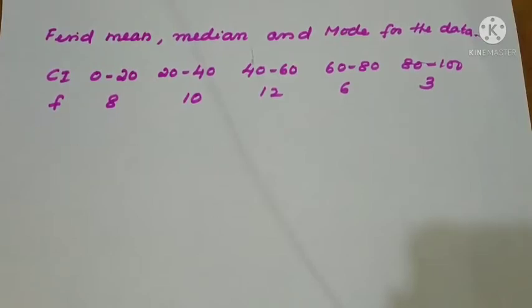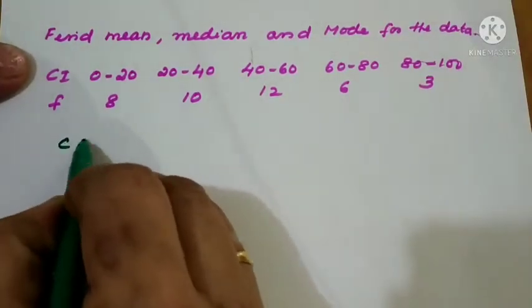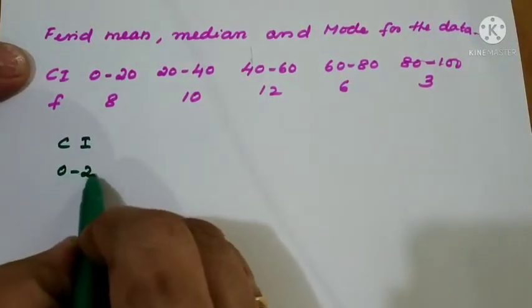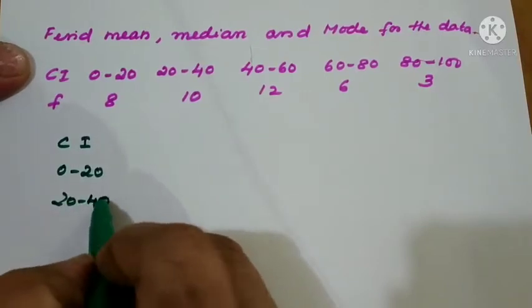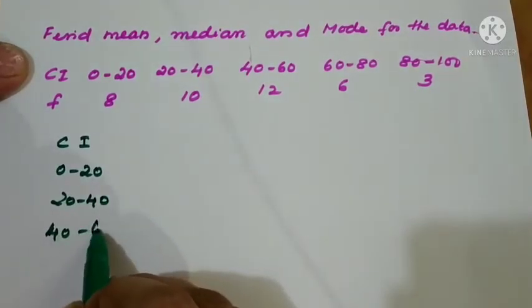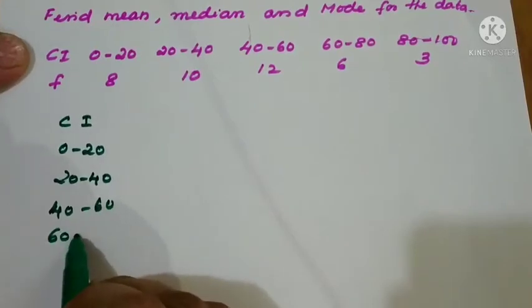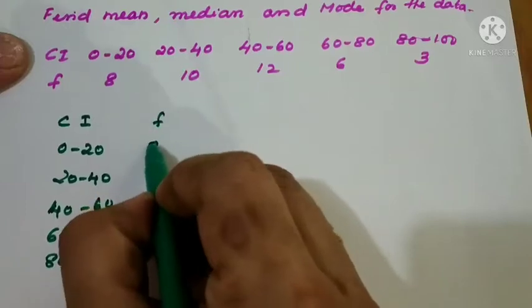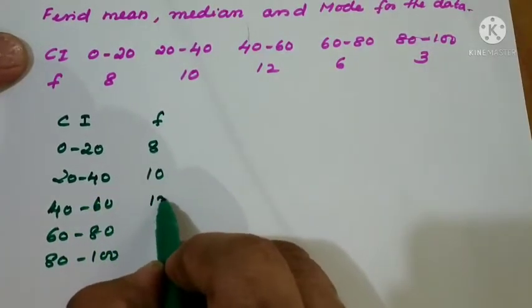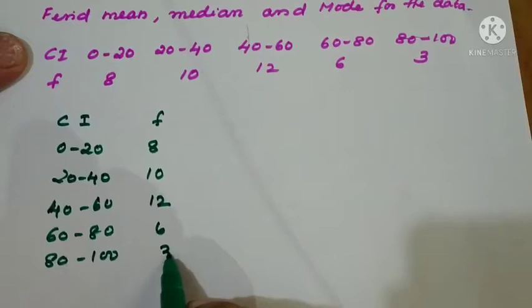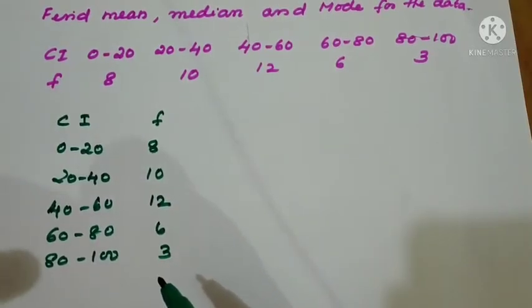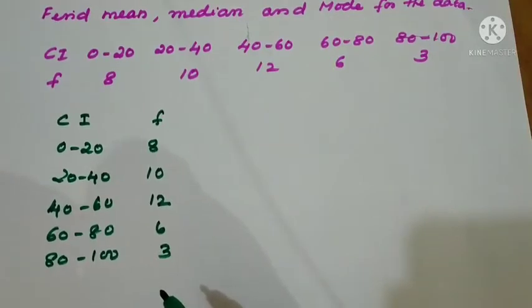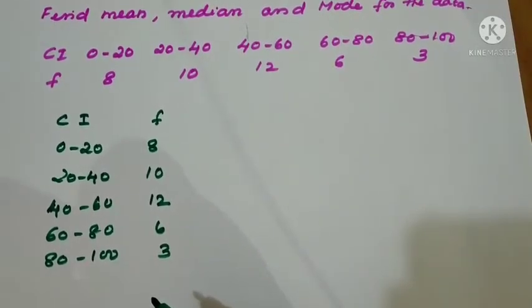So class interval is given, frequency is given, so we'll write in the column way. Class interval, that is 0 to 20, 20 to 40, 40 to 60, 60 to 80, then the last one 80 to 100. Frequency 8, 10, 12, 6, 3. Any two you can calculate. No need of calculating 3. Usually the children will do median and mode only. If anybody feels mean also easy, they can go for that one.